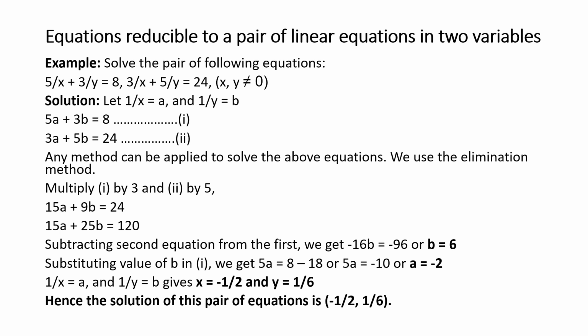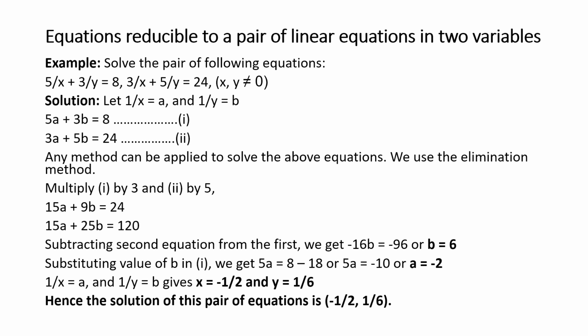two variables. For example, solve the pair of following equations: 5 upon x plus 3 upon y is equal to 8, 3 upon x plus 5 upon y is equal to 24, x and y not equal to 0. Now over here, 1 upon x is given, so we will take 1 upon x as another variable, say a, and 1 upon y as another variable b. So now we get a simplified form of the equations, which is 5a plus 3b is equal to 8 and 3a plus 5b is equal to 24.